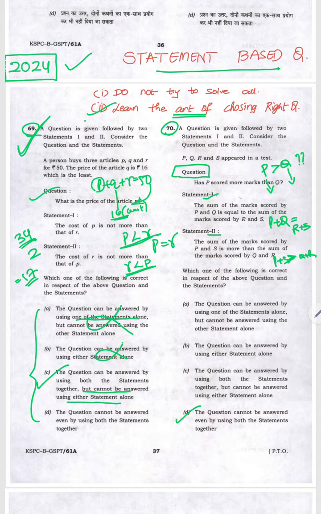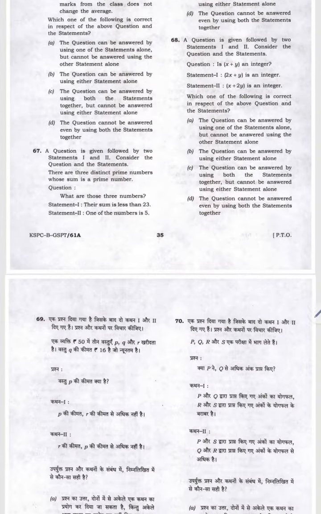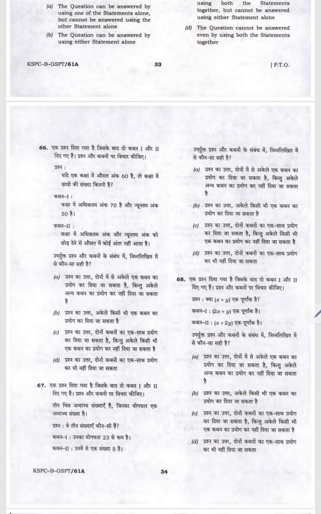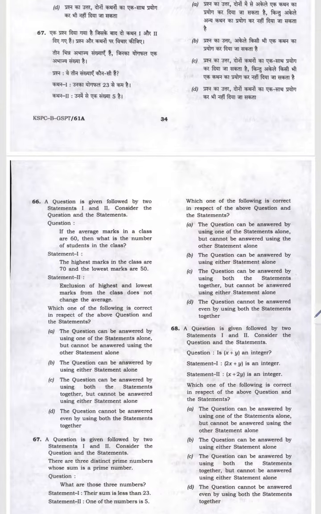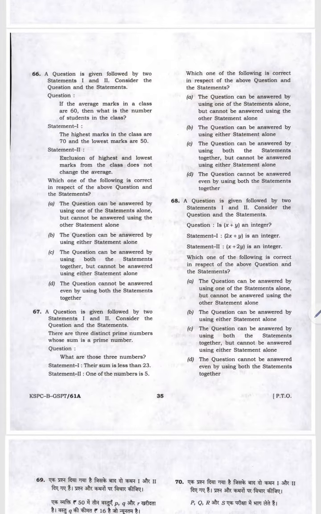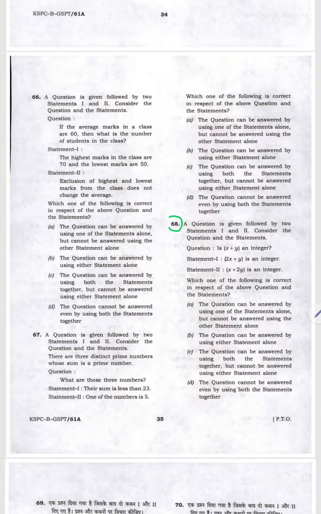Let me give you another example, this particular 68th question. A question is given followed by two statements, one and two. Consider the following statements. Is x plus y an integer? Statement 1: 2x plus y is an integer. Here you can keep any number for x and any number for y, and we can say whether it is an integer or not. There are many possibilities, since you can keep any number, right?